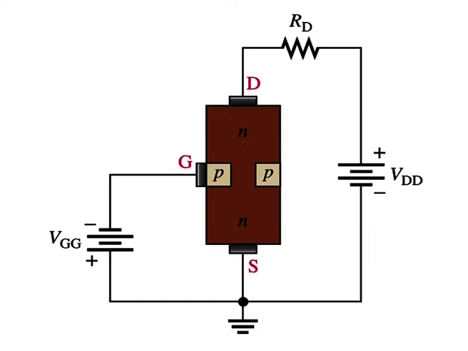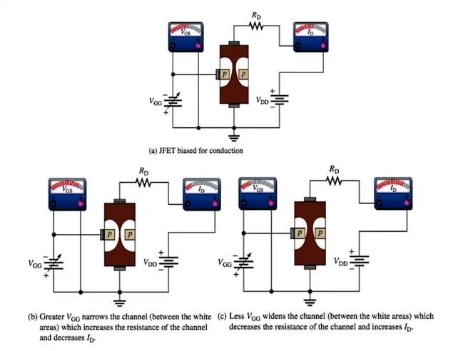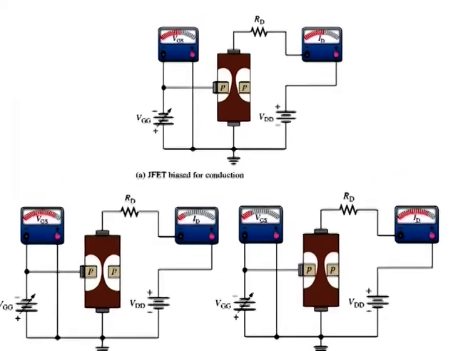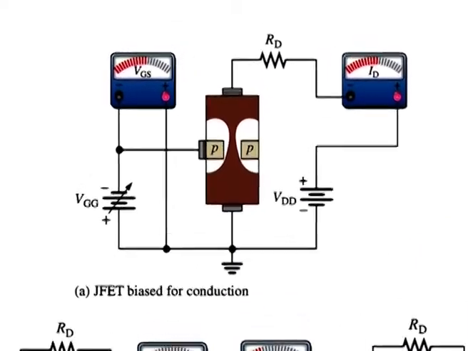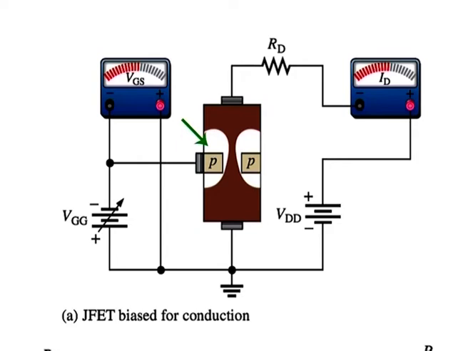The channel width and thus the channel resistance can be controlled by varying the gate voltage, thereby controlling the amount of drain current ID. Figure here illustrates this concept. The white areas represent the depletion region created by the reverse bias. It is wider towards the drain end of the channel because the reverse bias voltage between the gate and the drain is greater than that between the gate and the source.